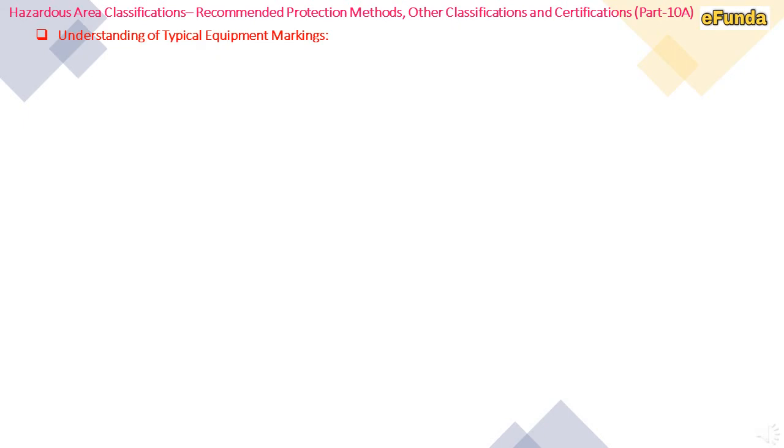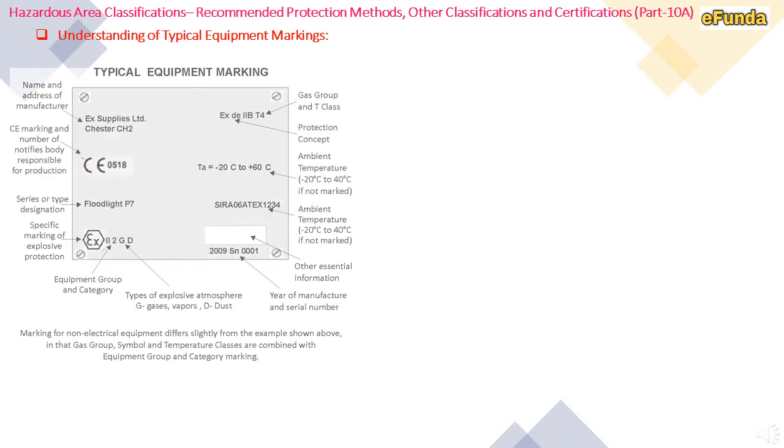Understanding of typical equipment markings, we have provided two markings. One can see the left hand side where name, address of the manufacturer are required to be mentioned. CE marking and number of notified body responsible for production of the equipment, series or type of the designation, specific marking of explosive protection, that is EX, equipment group and their category, type of explosive atmosphere, G gases, D vapor or dust is defined.